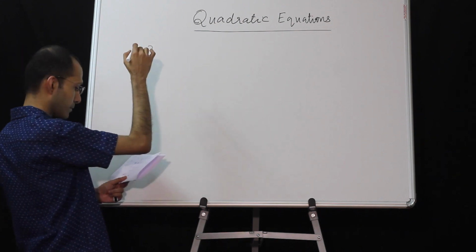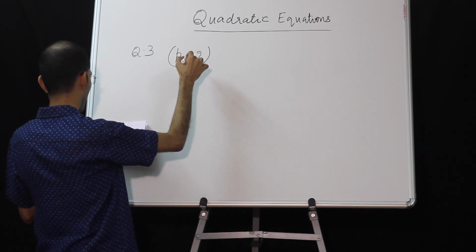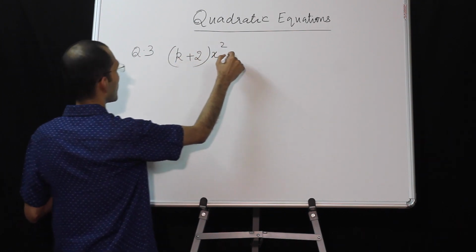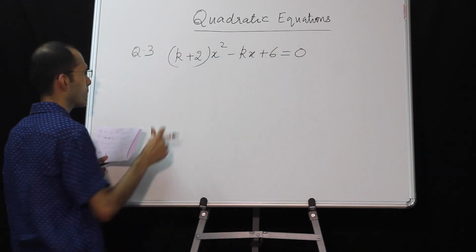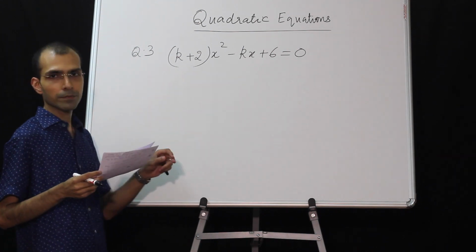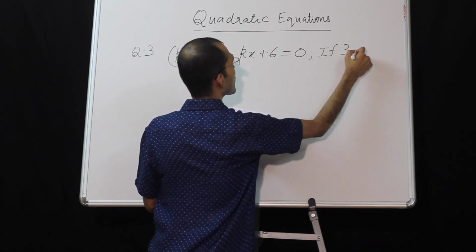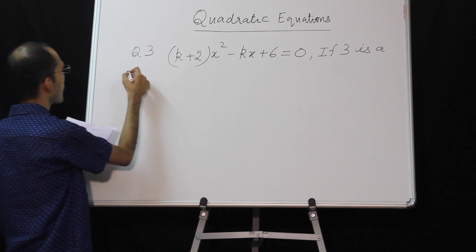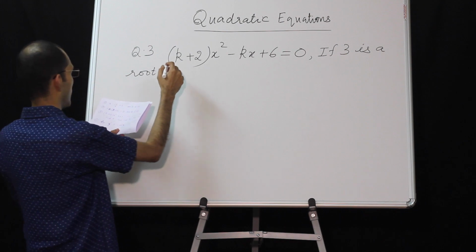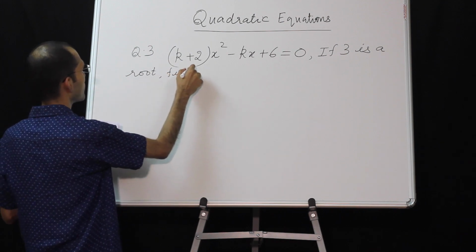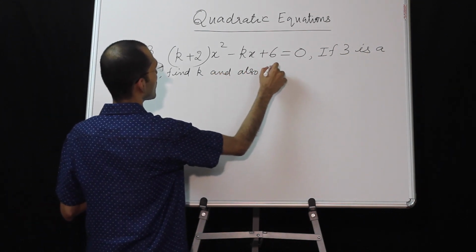Question 3. K plus 2 times x square minus kx plus 6 equaling 0. This is a given equation. It is also said that if 3 is a root of this equation, find k and also the other root.